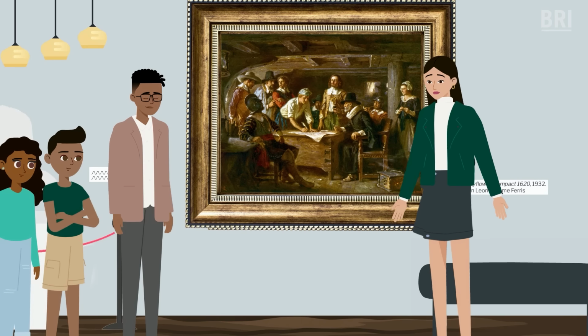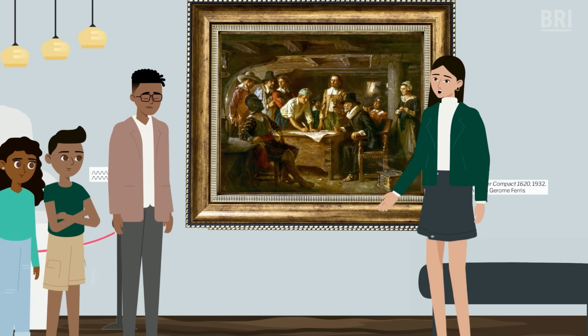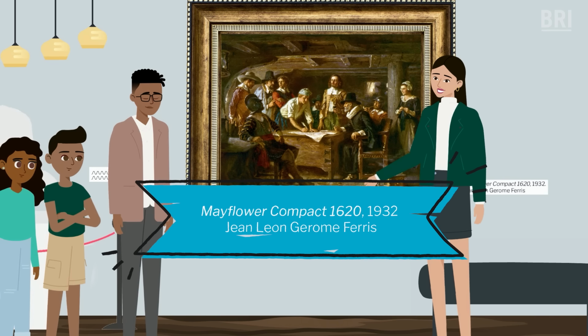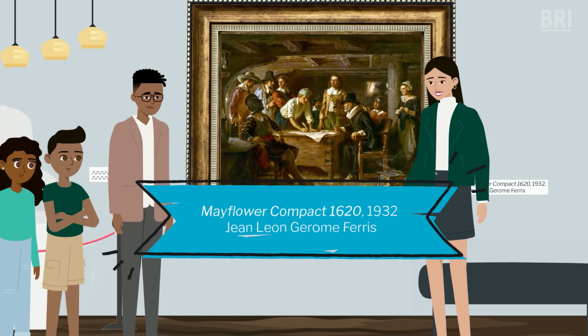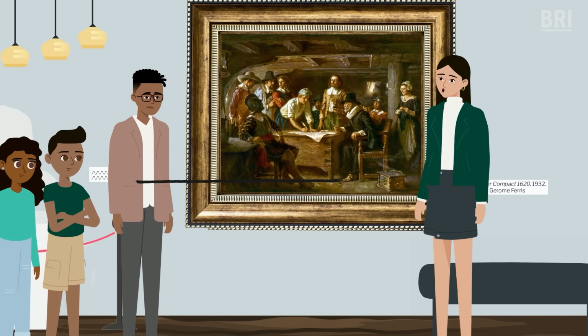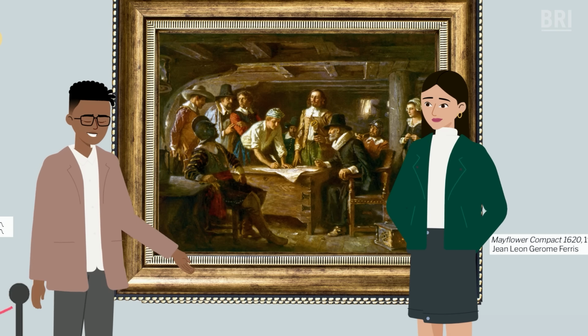Welcome to the museum. Today we're stepping back in time to 1620 aboard the Mayflower. The image we are looking at today is called Mayflower Compact 1620. It's an oil painting by an American painter named John Leone Jerome Ferris, created in 1932. This piece will give us great information to answer our historical question.